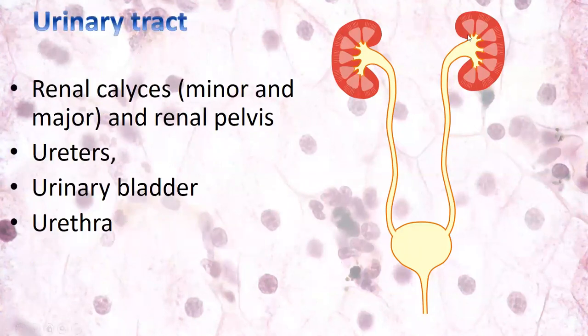It includes renal calyces, minor and major, the renal pelvis, ureters, two ureters, the urinary bladder, and the urethra. And they are hollow organs, they have a cavity, and they have a wall which has a layered structure.